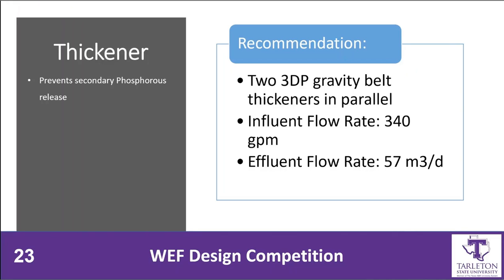The flow entering the gravity belt thickeners will be roughly 340 GPM, assuming that the flow simply doubles with the increased design flow of the plant. After thickening, the volume of sludge entering the anaerobic digester will be significantly reduced to roughly 57 meters cubed per day.